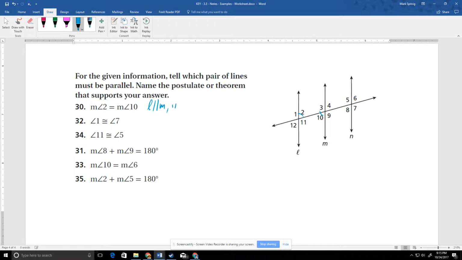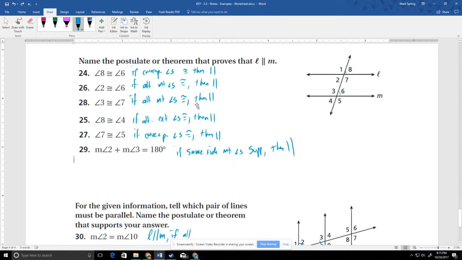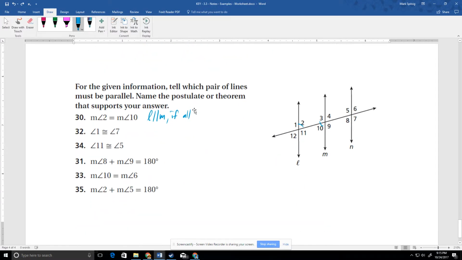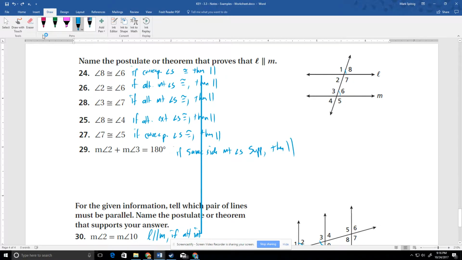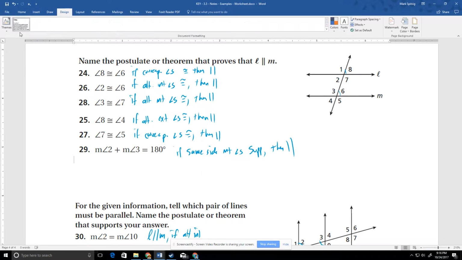And the reason why is because if alternate interior, what in the world? Weird things are happening, people. All right, we're almost done too. Come on, don't fail me now.